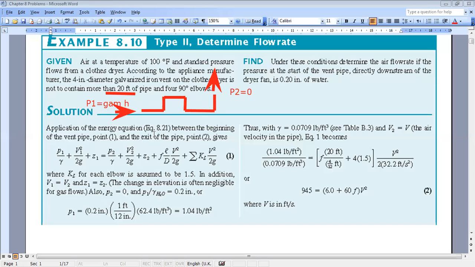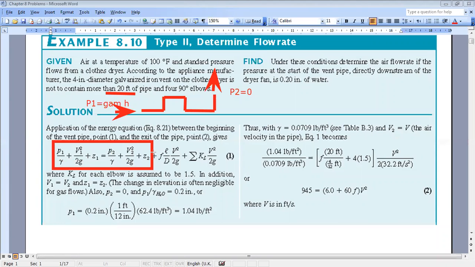So now what I will do, I will write the energy equation from the inlet to the outlet. So what will happen when going from inlet to outlet? You are familiar with this part, okay? If you remember, when you have no losses, this was your equation, conservation of energy: P1 over gamma plus V1 square over 2G plus Z1 equals P2 over gamma plus V2 square over 2G plus Z2.